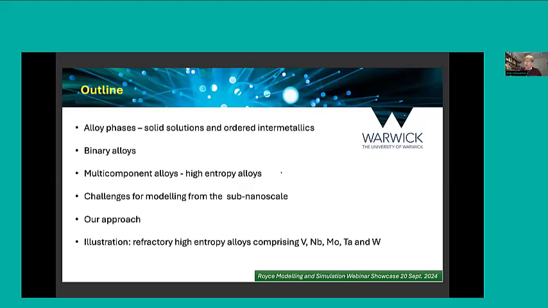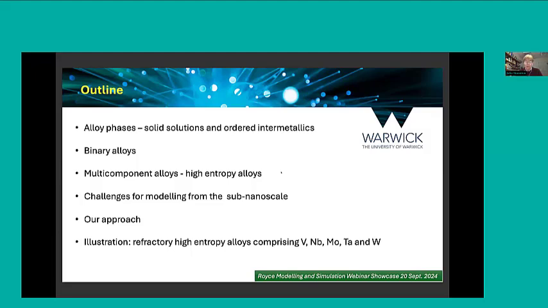These multi-component systems present quite significant challenges for modeling, especially modeling ab initio, so from the sub-nanoscale. And I'll describe our new computationally relatively inexpensive approach for doing this and illustrate it with some applications that we've carried out. And these will be to the refractory high entropy alloys.